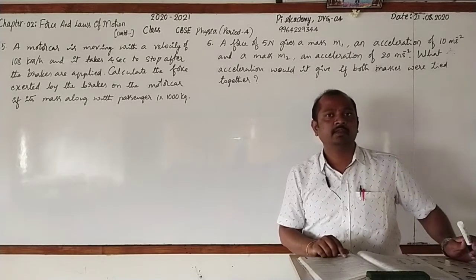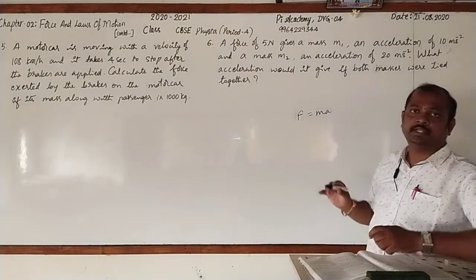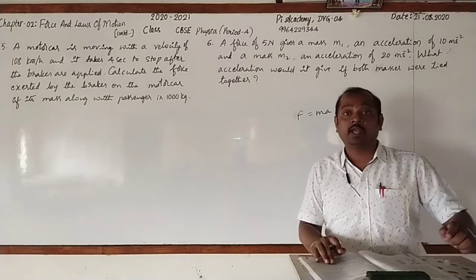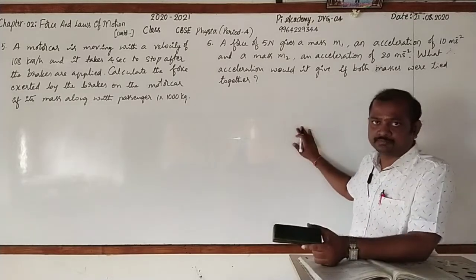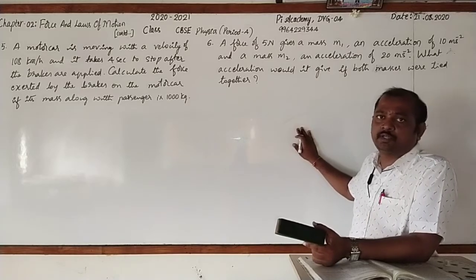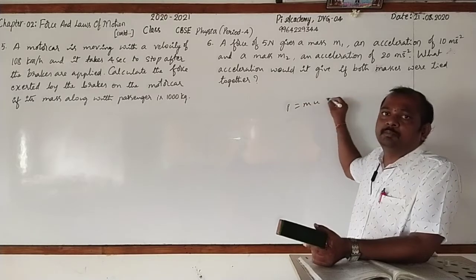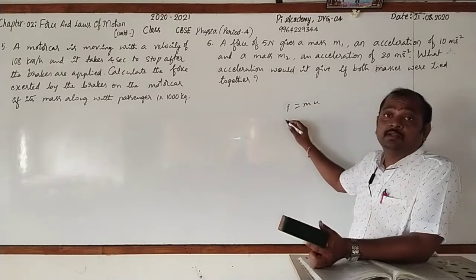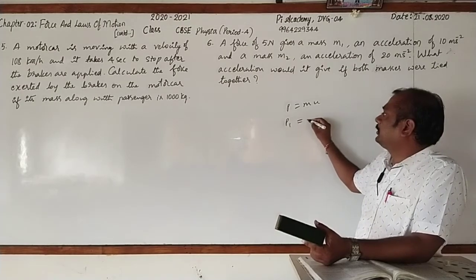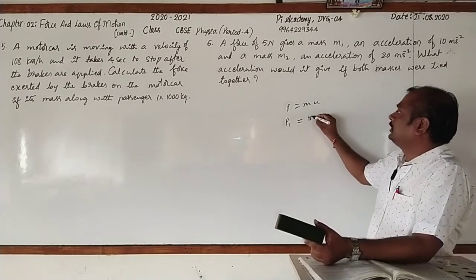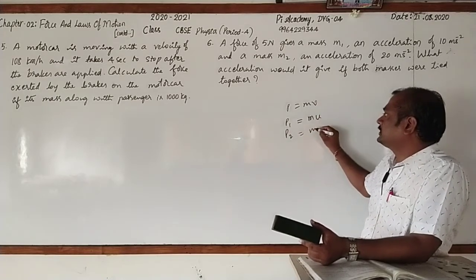Then using Newton's second law, you can derive the formula to calculate force. What is that formula? You are right, it is F is equal to m into a. You know how to derive this. Using Newton's second law of motion, the rate of change of momentum is directly proportional to force. Momentum is P is equal to mu, and you will take the change in momentum. Hence, first you will take initial momentum. Initial momentum is P1 is equal to m into u, and final momentum P2 is m into v.